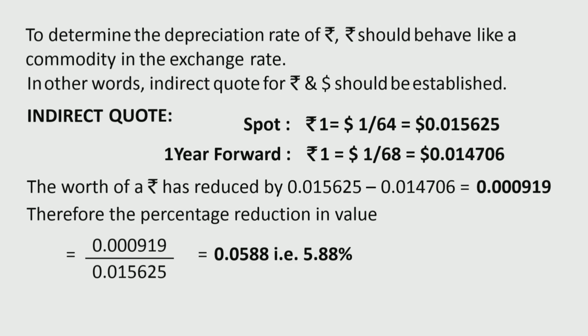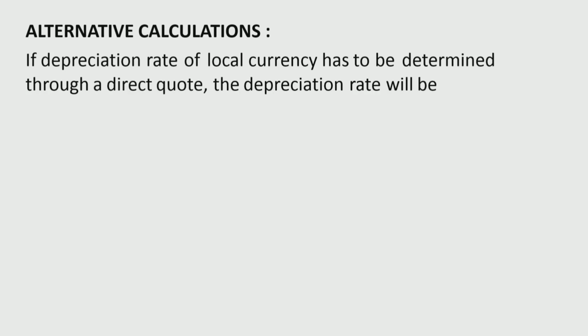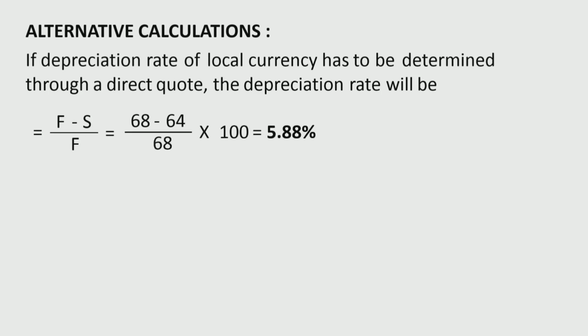So friends, I told you such detailed solution need not be presented in examination. For examination reference, I'll give you a quick way of presenting the same. Now let me give you just another alternative way of presenting the calculations. So write up that also. So alternative calculations, if depreciation rate of local currency has to be determined through a direct quote, the depreciation rate will be F minus S divided by F, that is forward minus spot divided by forward, and what you get is 5.88%.